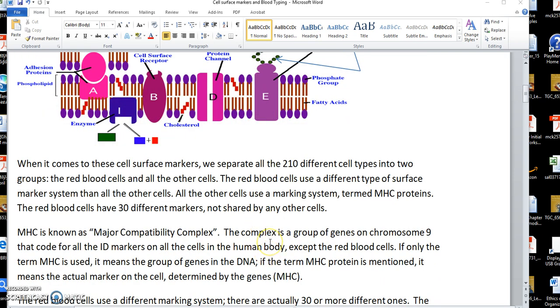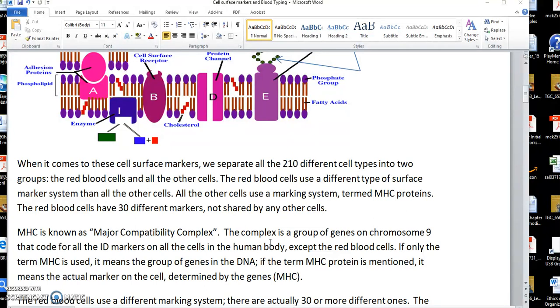When we look at the various cells, 210 different cell types, we can separate 209 cell types from one cell type. The one cell type would be the red blood cells. The other cell types would be all the other 209. When we look at the cell surface markers, all of the others, the 209, use something called the MHC, which stands for Major Histocompatibility Complex. Remember, histo means tissue, histocompatible. What this alludes to is, like for transplants, to see if someone is tissue compatible, one heart going into somebody else, or a liver.